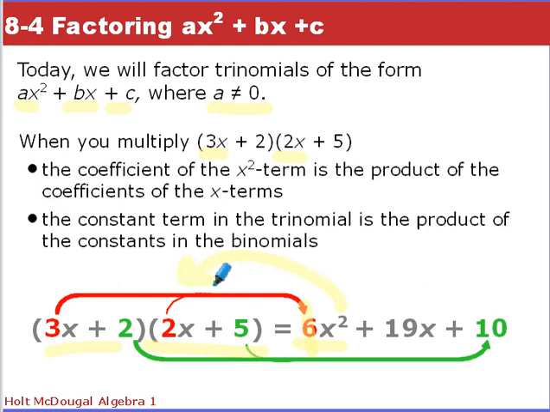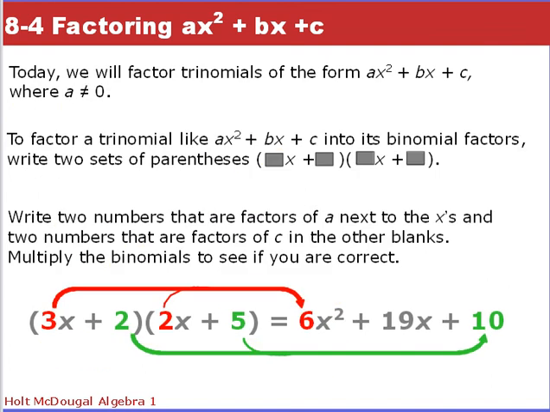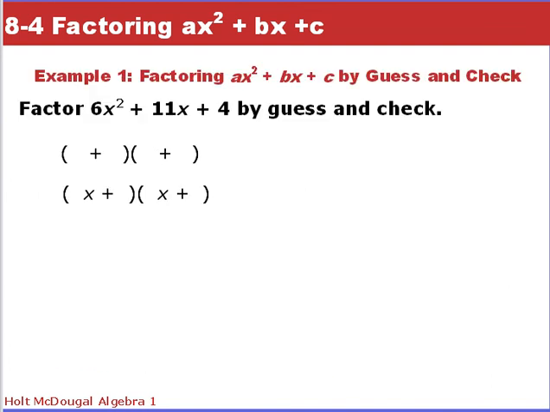So the constant term in the trinomial is a product of the constants in the binomials. So we have to think about these factors now. Here we want to factor 6x squared plus 11x plus 4 by guess and check. So we have to figure out, we need factors of 6 and then factors of 4, and what's that going to be?